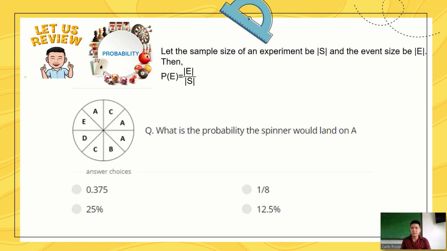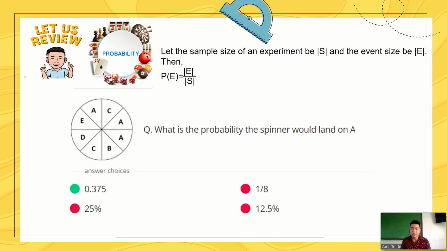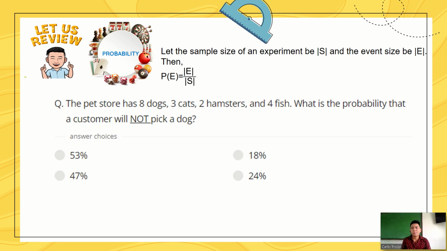Another example. What is the probability that the spinner would land on A? That the spinner, wheel of fortune, will land on A. So as you can see, there are 3 A's out of how many portions? You have 8 portions. So 3 over 8, that will be equal to 0.375. So the answer is letter A.